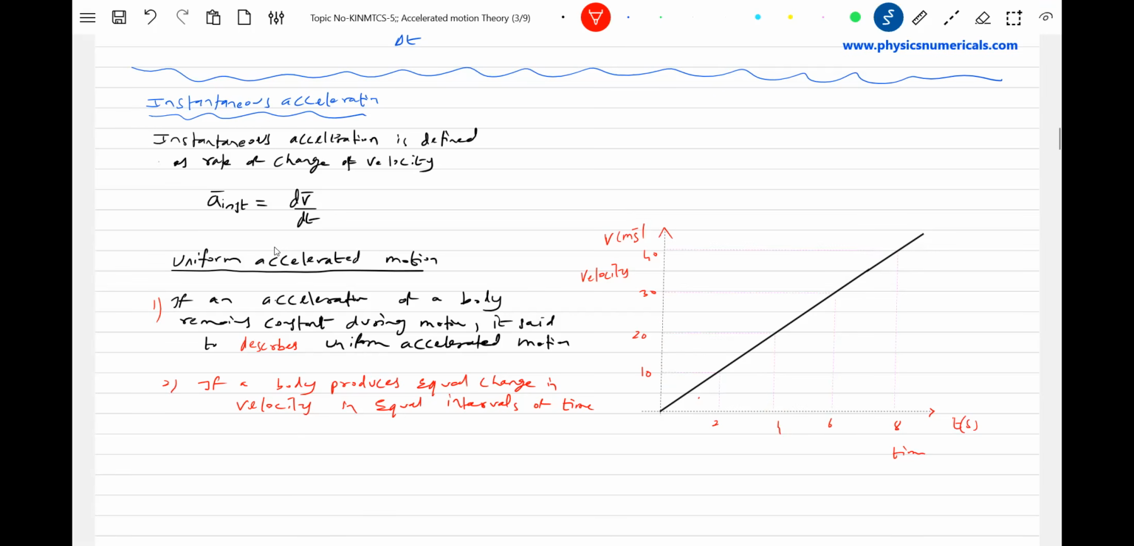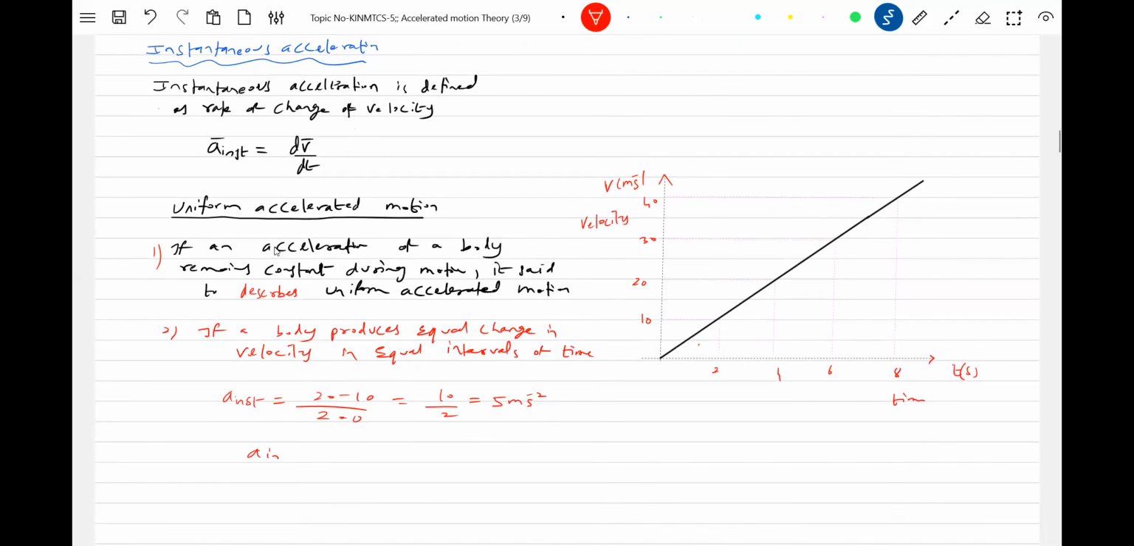So let's calculate this acceleration. Not average, it's instantaneous only. Change in velocity by time taken. So 20 minus 10 by 2 minus 0. 10 by 2, 5 meters per second. You calculate at any interval of time, the acceleration remains constant. So for a uniform accelerated motion, we can write A instantaneous must be equal to A average.